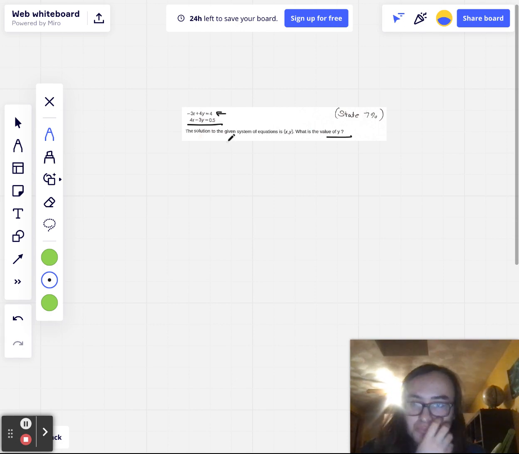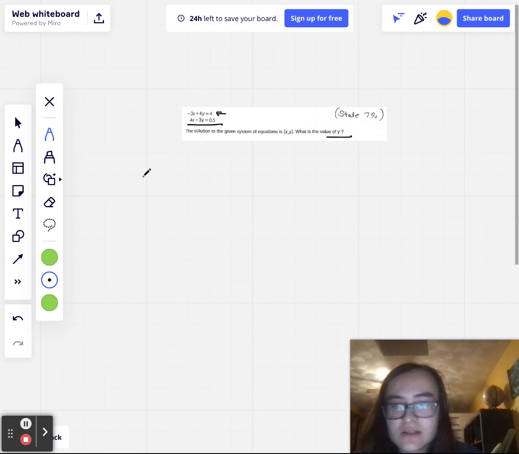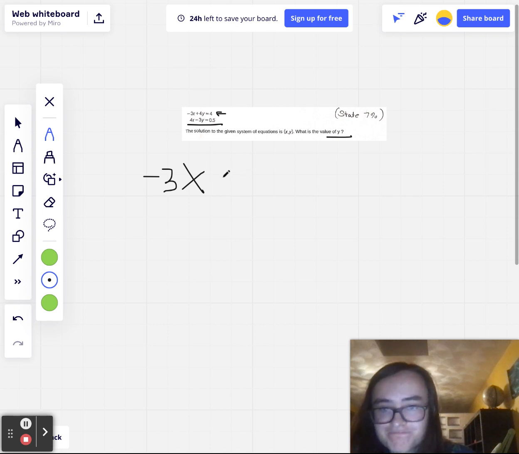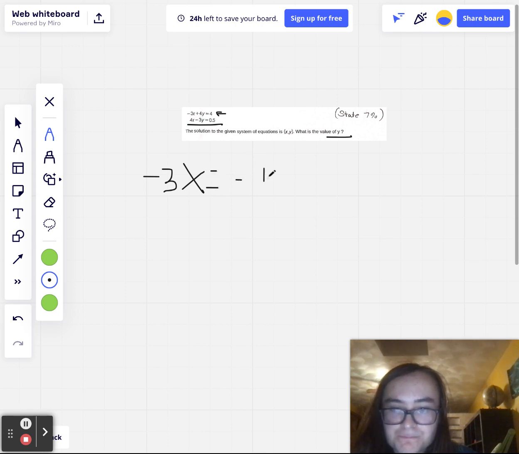So we're going to start out by trying to isolate x in this first equation so that we can then sub it into the other equation. So we'll do that by subtracting 4y and moving to the other side. So this is what we'll have. Then we will divide both sides by -3.